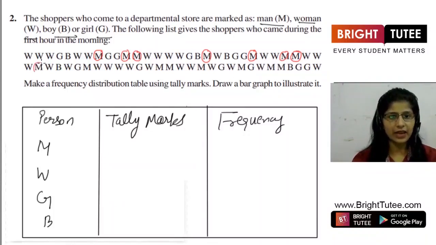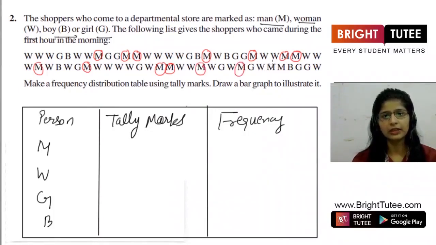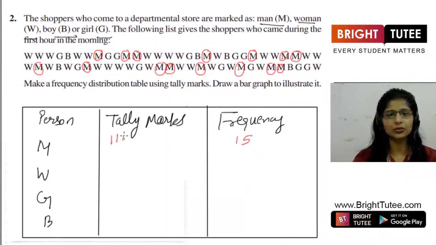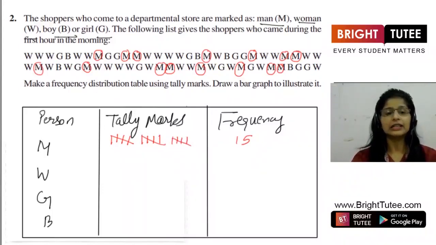Right? In the second line we have 8, then 9, 10, 11, 12, 13, 14, 15. So how many do we have? 15. So we will mark 1, 2, 3, 4, 5, 6, 7, 8, 9, 10, 11, 12, 13, 14, 15. Clear? The next one comes the turn of women.